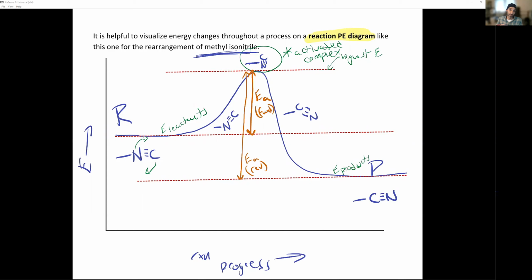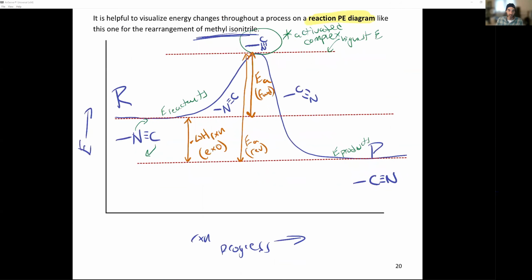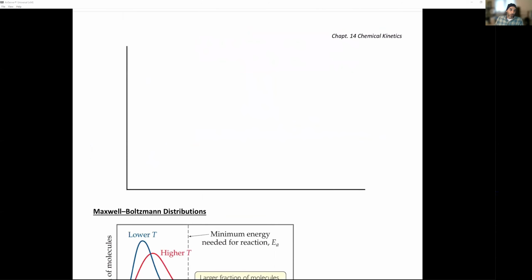So we have the activation energy of the forward and the activation energy of the reverse. And the final thing I'll say is the energy between reactants and products. In this case, this is our enthalpy of reaction. Products minus reactants is going to be negative, so this is an exothermic process. It releases energy because the products are lower in energy than the reactants. Good?